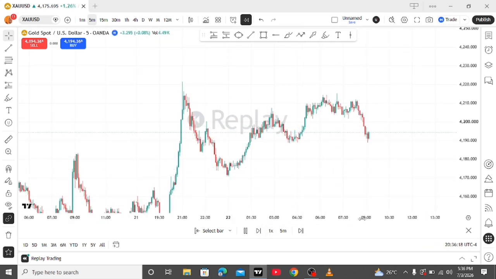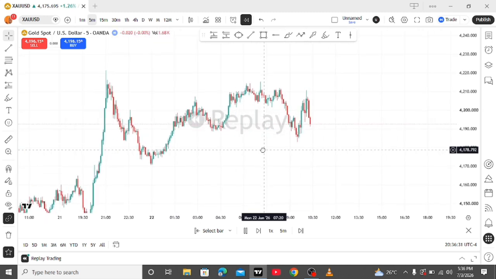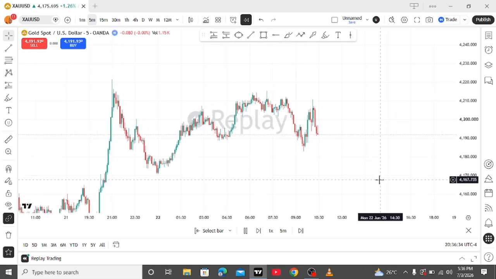So right now the market is still consolidating around this area. The market is no more trying to move higher, but the market is getting weak, so it could go lower. So let's see what happens next.